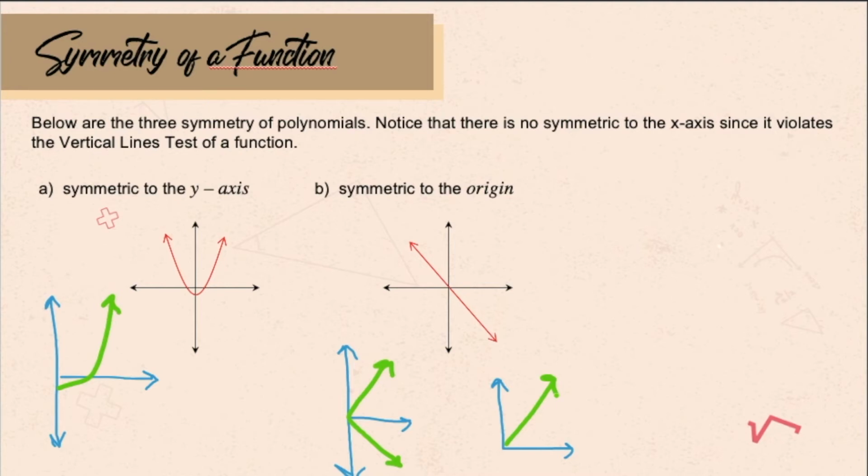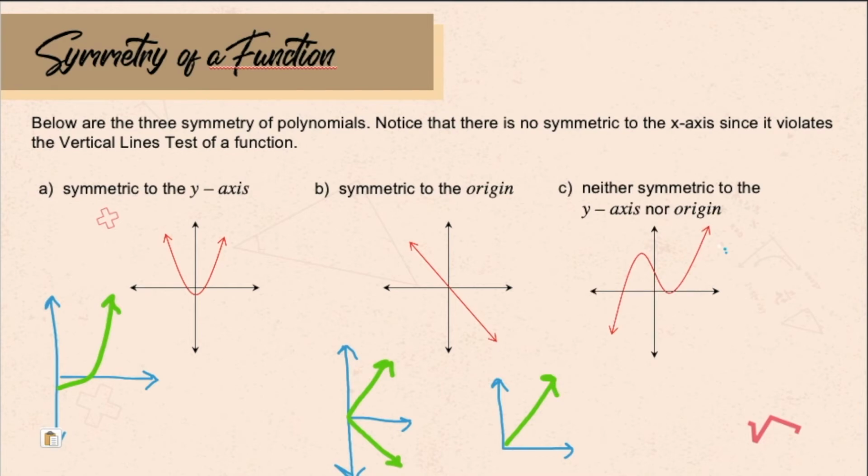Now, the last symmetry class is neither symmetric to the y-axis nor the origin. How do you determine, class, if a graph is neither y-axis nor origin? It's simple. You fold it along the y-axis. Kapag walang na-produce na symmetry, then wala. On the other hand, if you fold along x and y-axis, kapag walang symmetry, then that is neither. This is an example of neither symmetric to the origin nor y-axis. Wala talagang mag-produce na symmetry.